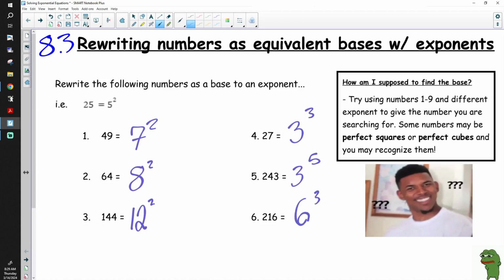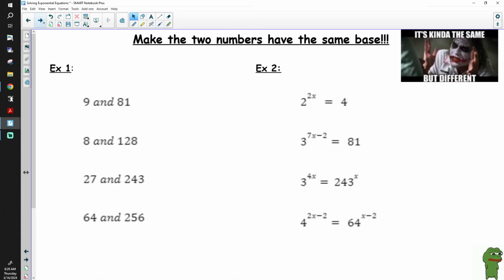This is the big skill that you need to know. This is the first step of solving any of our equations, making sure we can rewrite numbers as a smaller number to an exponent. Super important. Okay? Puzzle time. Here we go. Next.